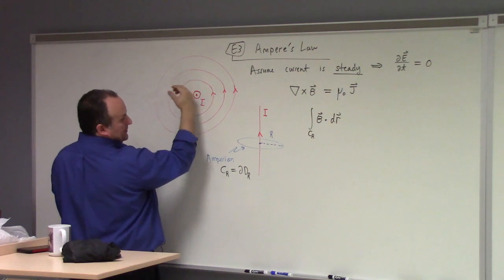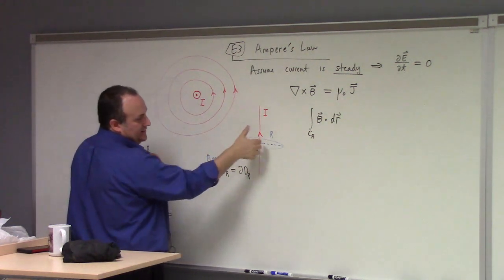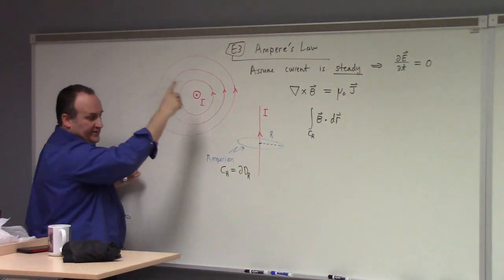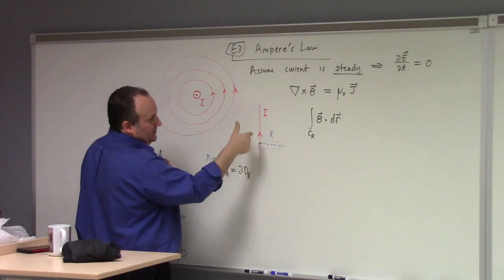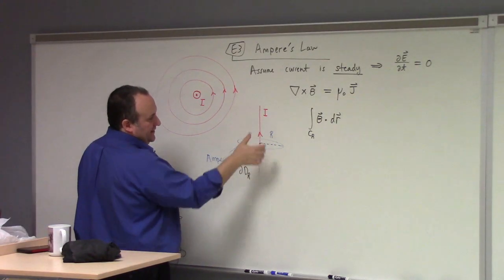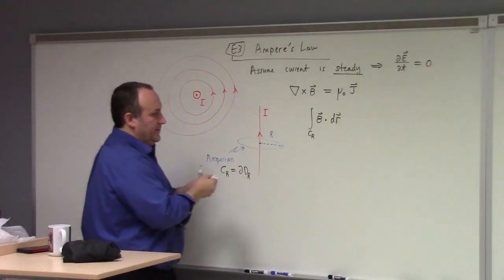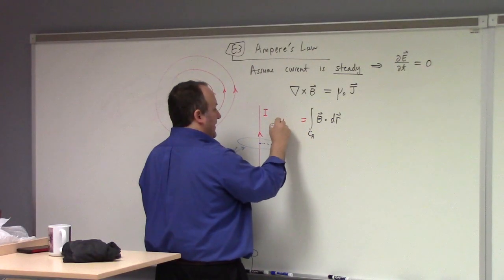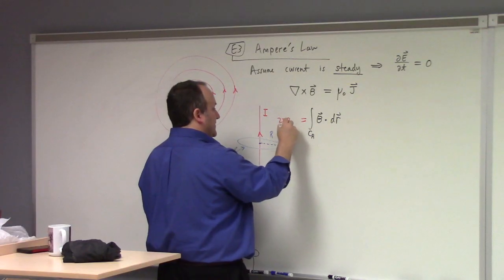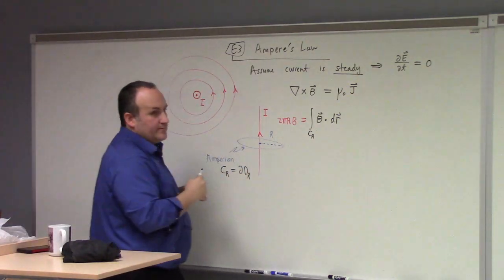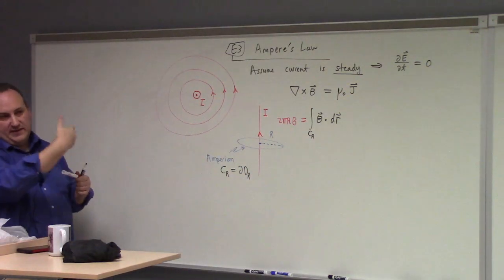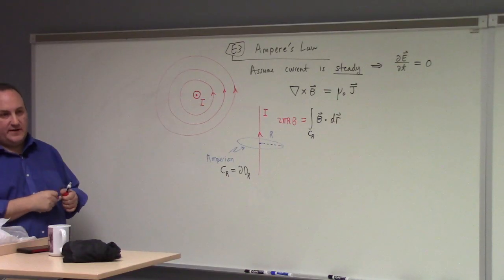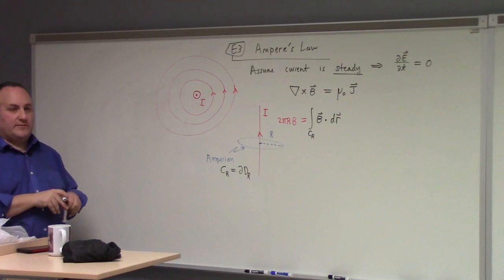But this is the way the magnetic field lines loop. They encircle the current. So I expect that by the symmetry of this very long current, this circulation should just be equal to 2 pi r times the magnitude of the magnetic field. So that's what we have to look forward to. But we know other things.